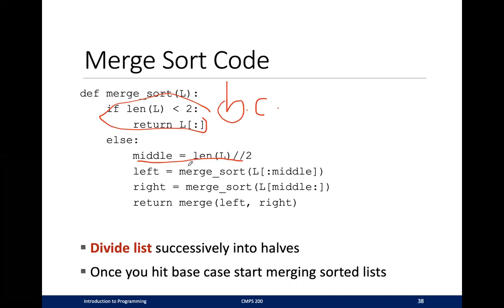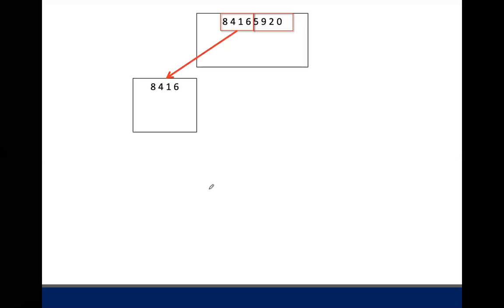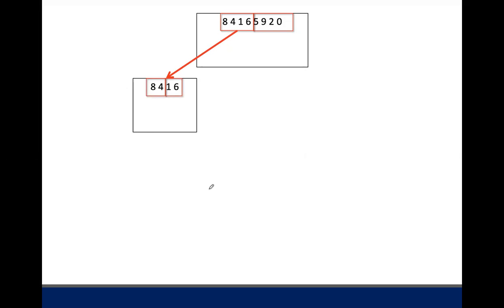Okay. So I'm going to call myself again on the first half, because of this. If you look at the code, I find the middle, call myself on the first half, call myself on the second half. So I'm going to figure out what is the middle, call myself on 8416. That will result in another execution of the same function. Get the middle, call yourself on 84, the first half. Yeah, because I do this first.